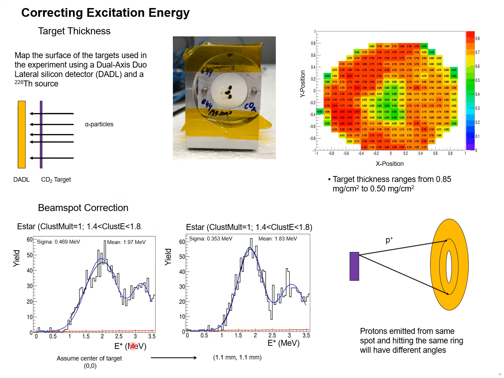And then for our beam spot correction, we are running through different beam spots on the target to see which minimizes our width. If I assume a 0, 0 position for the beam spot, I get a sigma of 0.496 and a mean of 1.97. However, when I apply a new beam spot of 1.1, 1.1, I find that my sigma is decreased to 0.353 and my mean to 1.83. And this is because we're now assigning the proper angles to our protons.